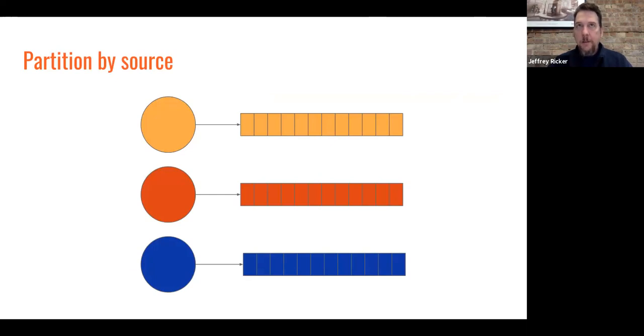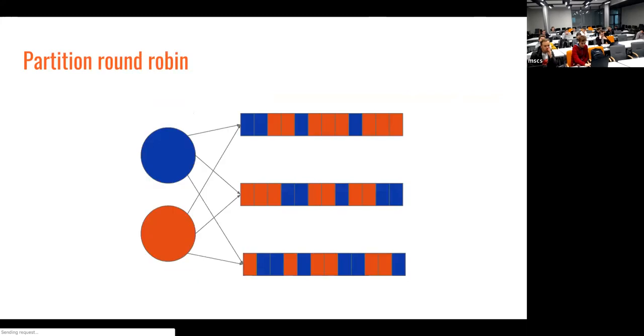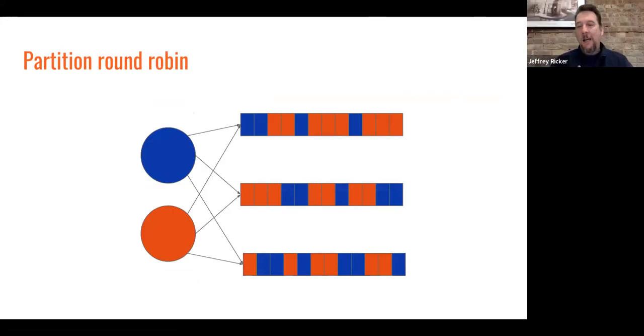And then I might partition by round robin, which means I have a, are you guys hearing me okay? I'm hearing a lot of echo. Anyone that's on, that's not in the room, go ahead and mute.